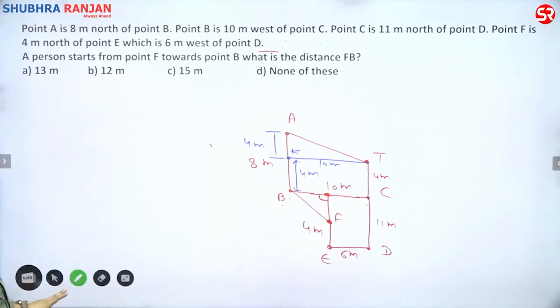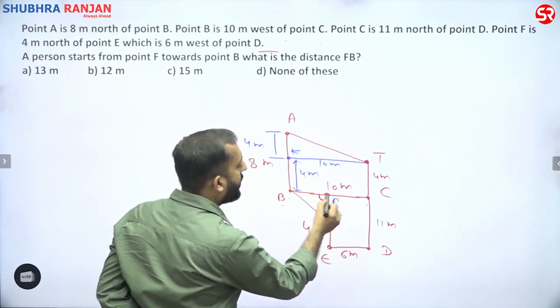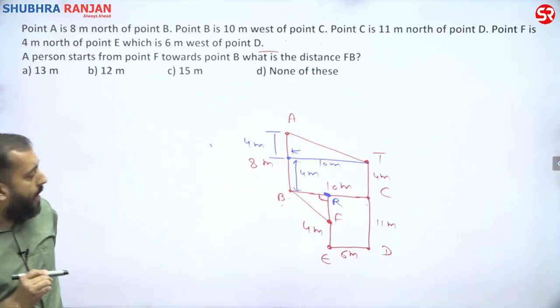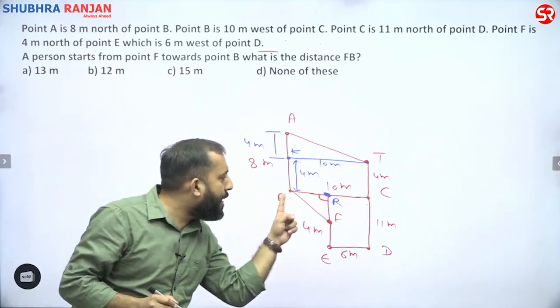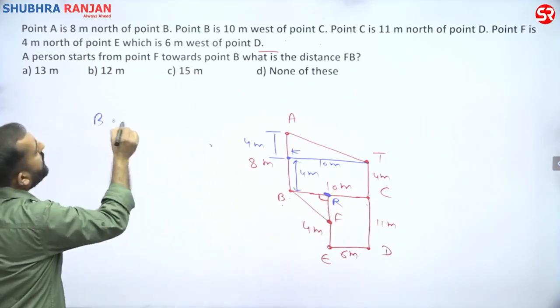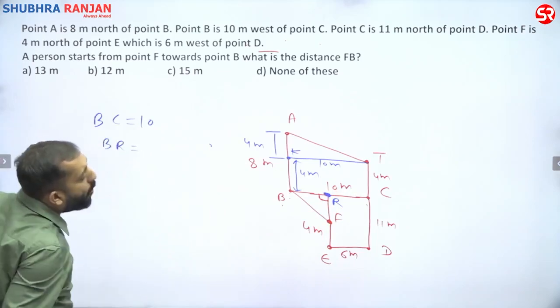Right? None of the above has to be the answer now. Let's say this point is point R. Done? Now B to C. B to C was 10 meter. Then what about B to R?